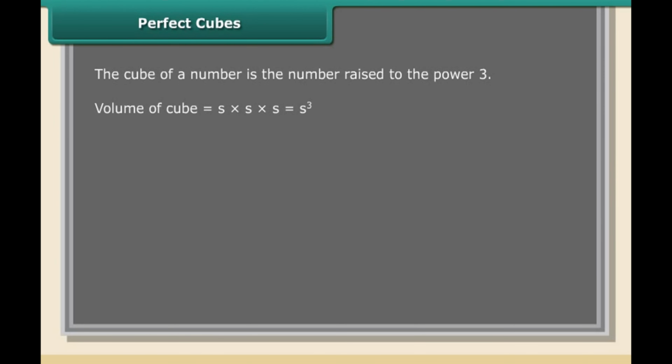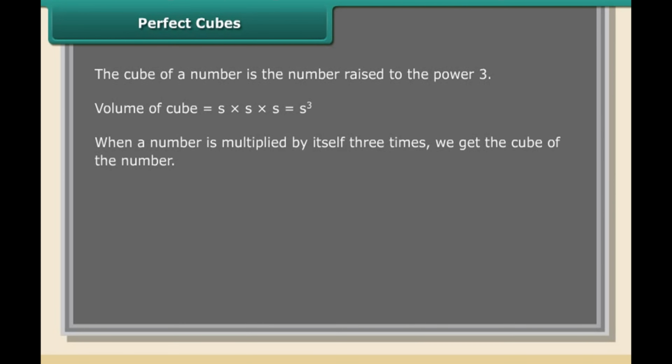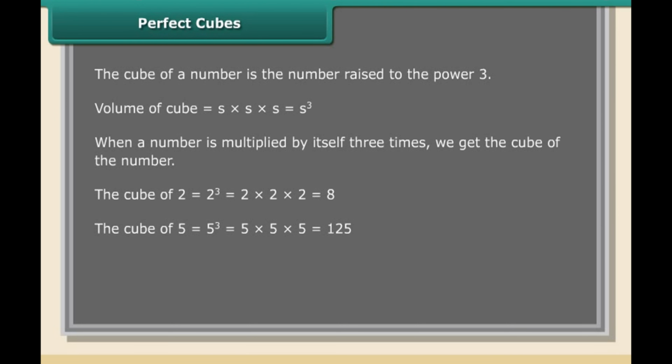Perfect cubes. The cube of a number is the number raised to the power 3. Volume of a cube is equal to S into S into S, which is equal to S cube. When a number is multiplied by itself 3 times, we get the cube of the number. The cube of 2 is equal to 2 cube, which is equal to 2 into 2 into 2, which equals 8. The cube of 5 is equal to 5 cube, which is equal to 5 into 5 into 5, which is equal to 125.